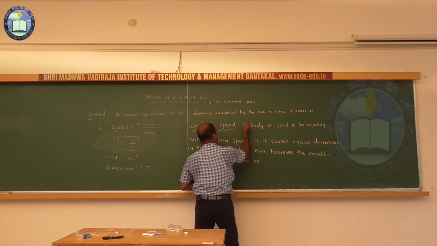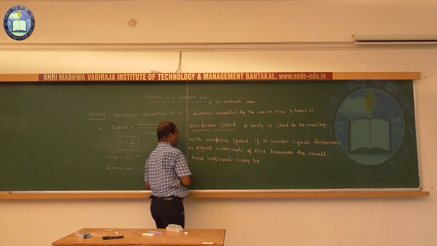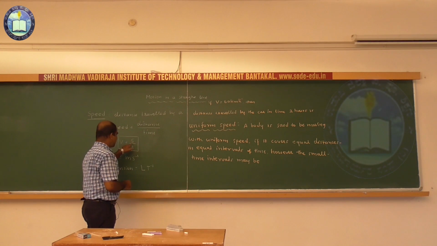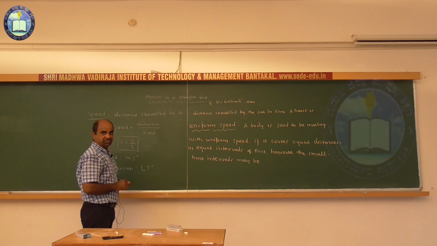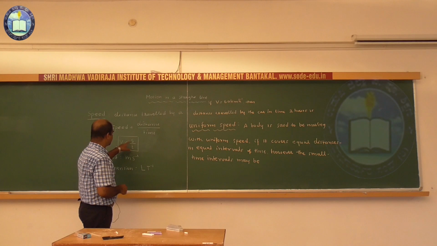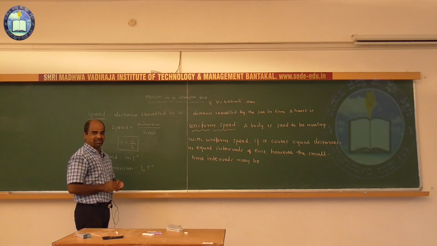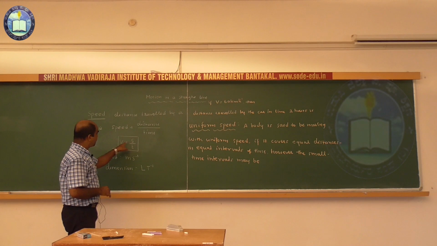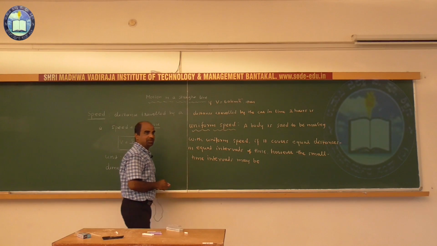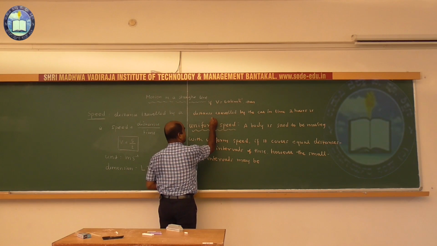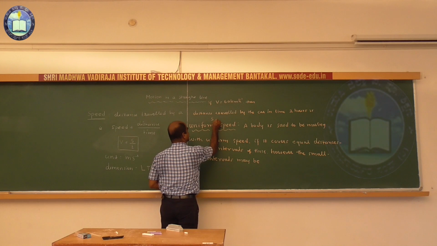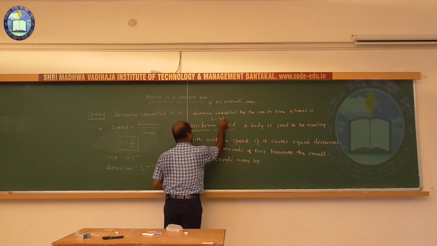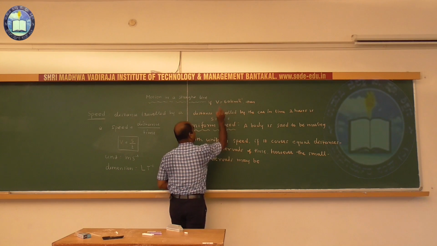What is the distance traveled? S is equal to what? The formula we know: V is equal to S by T. By definition, speed is the distance traveled per unit time. So S is equal to V into T, the distance traveled.